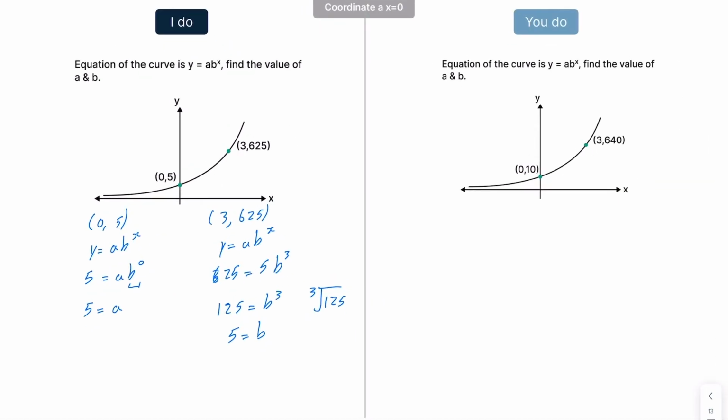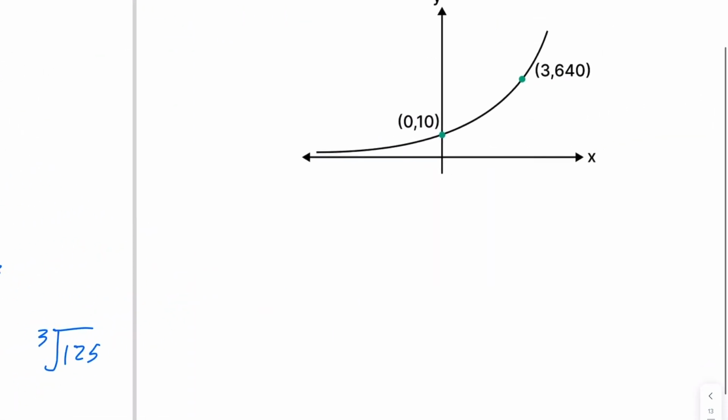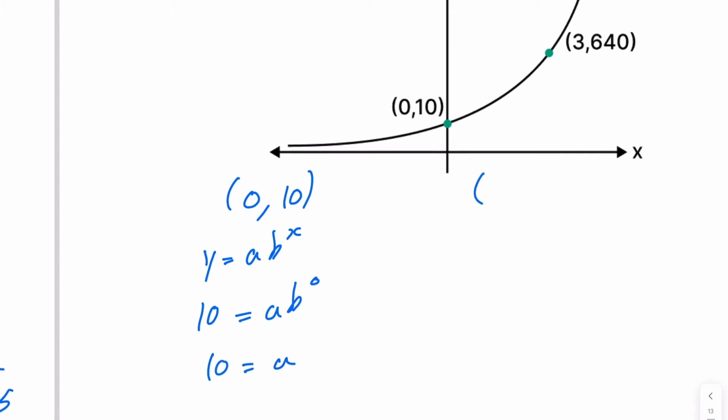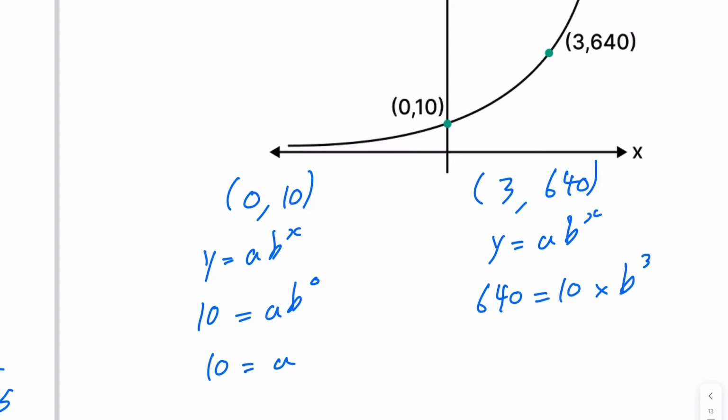So hopefully, again, you've pressed pause and had a go at the example on the right. If I zoom into this, starting with the coordinate on the left again, we have (0, 10). So we can say y is equal to ab^x. If I substitute the coordinates in, anything to the power of 0 is just 1, so we know a is 10. If I move over to this side, we have (3, 640). Again, I write the equation for the curve and substitute y in. We know what a is, 10. We don't know what b is, we're trying to find that. If I divide each side by 10, I get 64 is equal to b cubed. And if I cube root each side, I get 4 is equal to b.